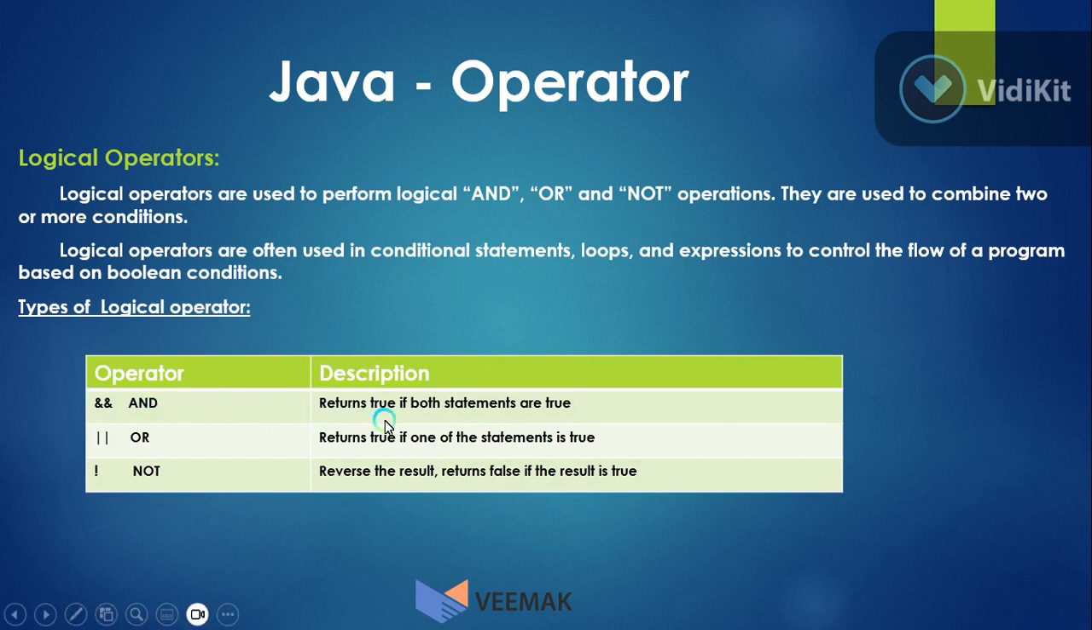The AND operator returns true if both statements are true. The OR operator returns true if one statement is true. The NOT operator reverses the result. It returns false if the result is true.